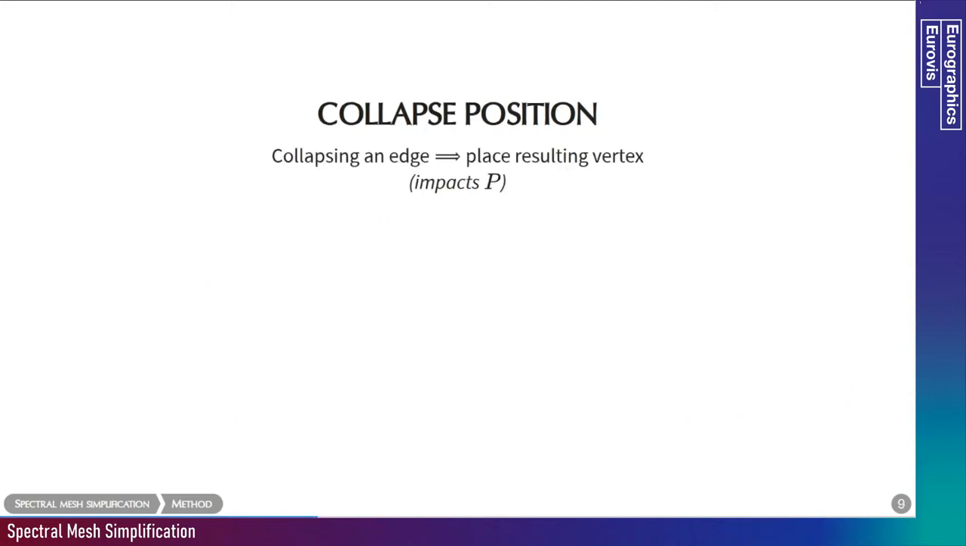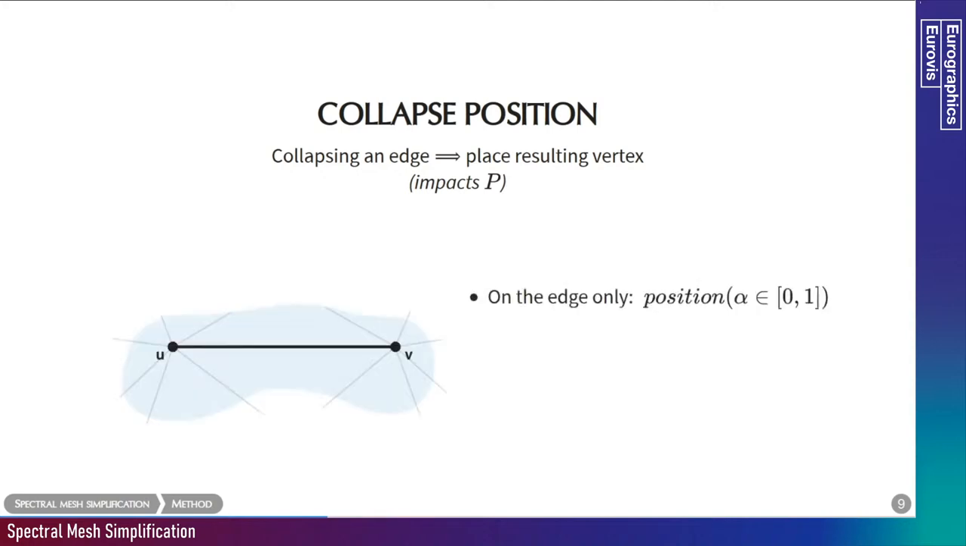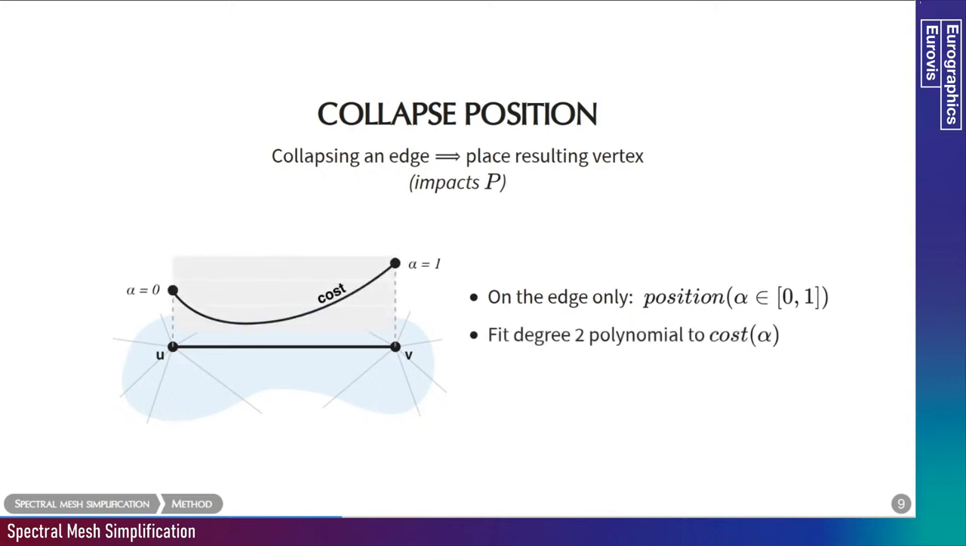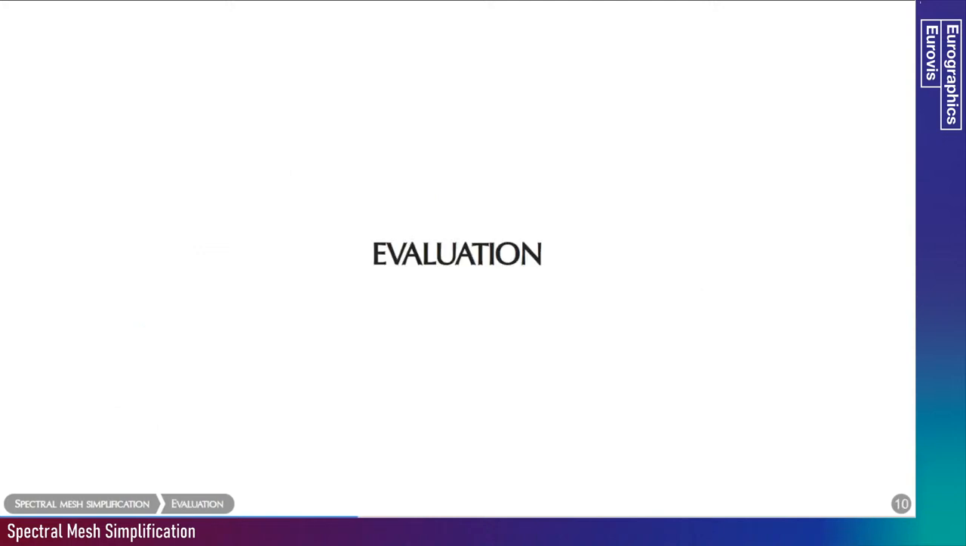which is very good for speed. When collapsing an edge, we need to adjust the position of the resulting vertex, and this will have an effect on P. We want the position that minimizes the cost metric. We choose to place it on the edge, so we have only one parameter to describe the position, making it straightforward to update the restriction matrix. Moreover, the cost metric is nonlinear, so we approximate it via a degree 2 polynomial, which we minimize to find both the optimal position of the collapse and its cost. Now we evaluate our method.